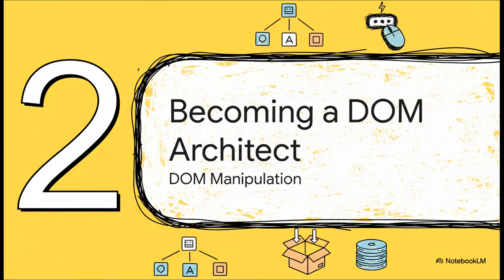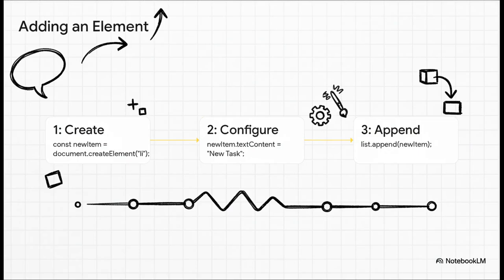Okay, so seeing the blueprint is cool and all, but it's not enough. Now, we're going to become architects. We're going to learn how to actually change that blueprint in real time. And changing the page, or DOM manipulation, really just boils down to 3 simple steps. First, you create an element out of thin air with createElement. Then you configure it, give it some text or some other properties. And finally, you append it, which is just a fancy way of saying you stick it onto the page right where you want it.